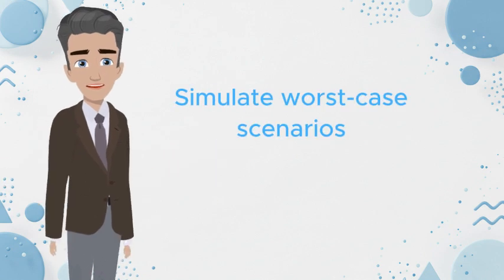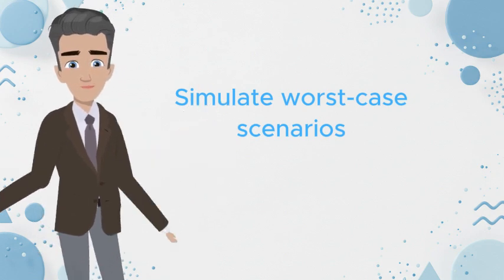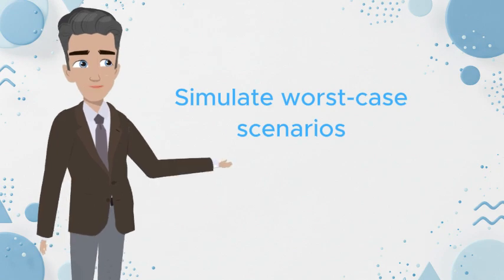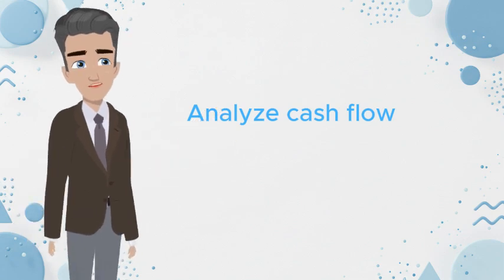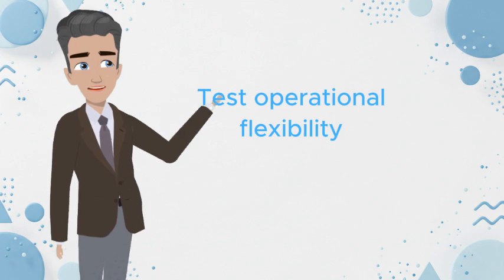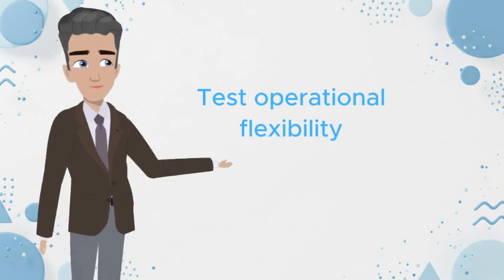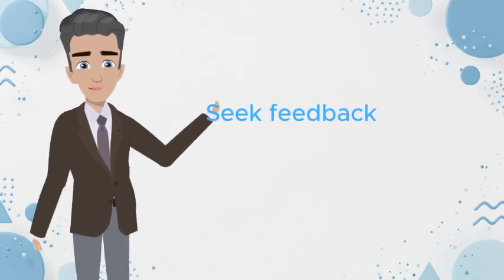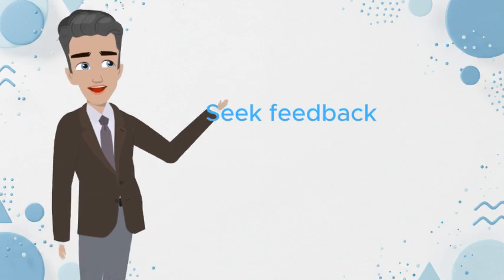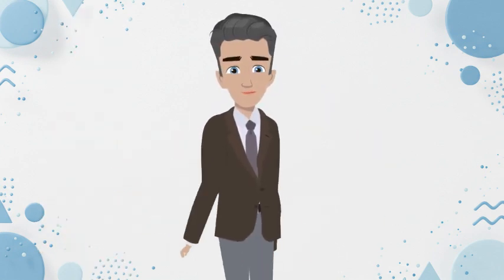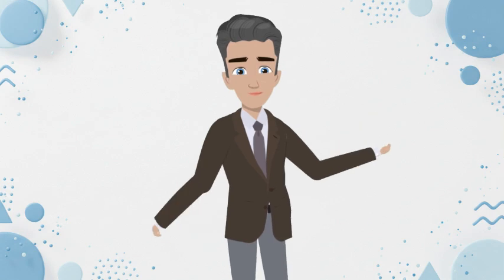1. Simulate worst-case scenarios. For example, what happens if sales drop by 50%, or if a key supplier goes out of business? 2. Analyze cash flow. Can your business survive temporary revenue shortages? 3. Test operational flexibility. Are your processes adaptable enough to handle disruptions? 4. Seek feedback. Consult mentors, advisors, or industry peers for insights into potential weaknesses. By stress testing, you'll uncover areas for improvement and build a more resilient business model.